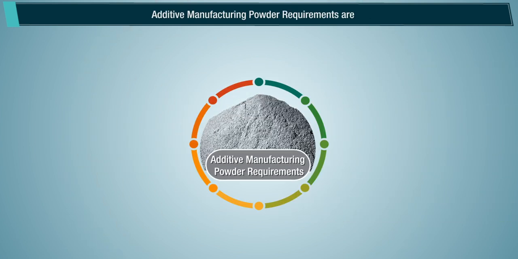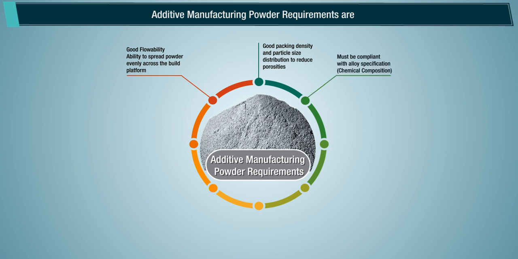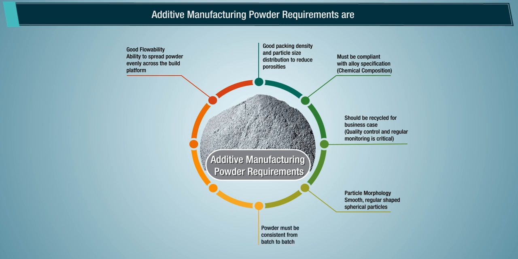Additive manufacturing powder requirements are: good flowability, ability to spread powder evenly across the build platform. Good packing density and particle size distribution to reduce porosities. Must be compliant with alloy specification, chemical composition. Should be recycled for business case, quality control and regular monitoring is critical. Particle morphology, smooth regular shaped spherical particles. Powder must be consistent from batch to batch. Powder source must be traceable. Low on deleterious interstitials, contaminants and impurities.